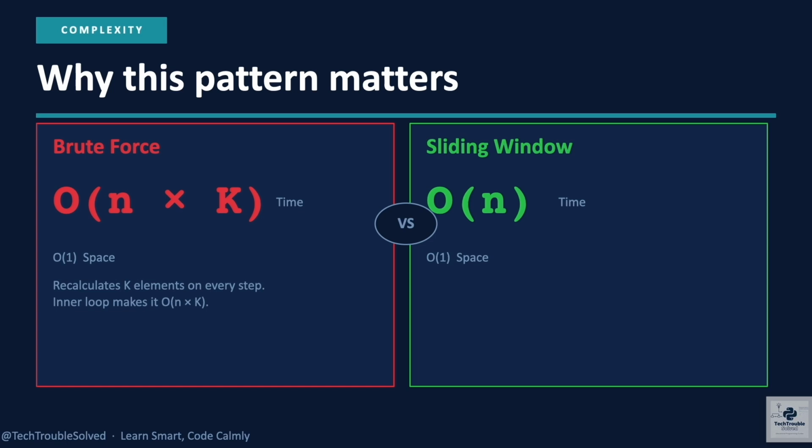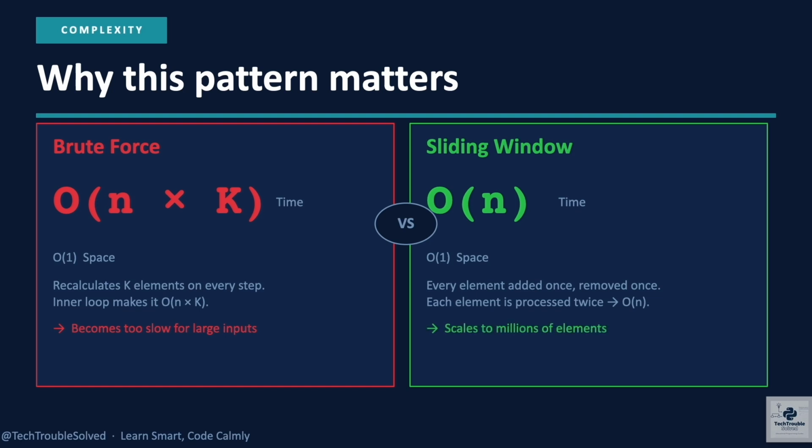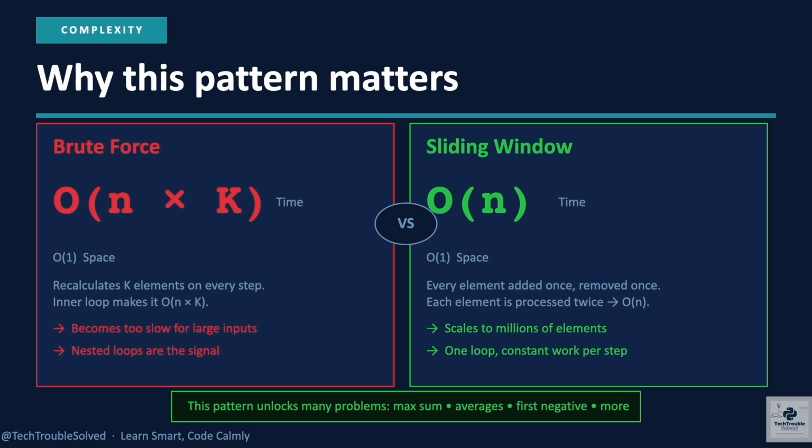The real world impact: if n is 1 million and k is 500, brute force does 500 million operations. Sliding window does 2 million. That is 250 times faster from the same algorithm idea. This pattern is not just for maximum sum. Once you have this template, you will use it for the average of every window, first negative element in every window, and many more variations.